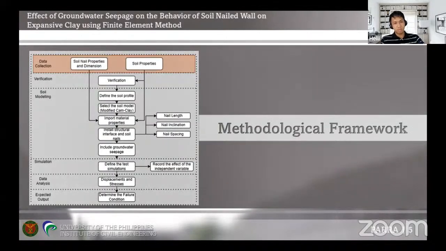To achieve those objectives, the procedure shown in this methodological framework will be followed. First is the data collection. These are the preliminary data that are needed to model the soil and the structure. This includes the properties and dimensions of the soil, the structural interface, and the soil nails. Since these data are not easily obtained, most of it are adapted from different researches. Next is the verification that involves verifying if the properties used will accurately model an expansive soil.